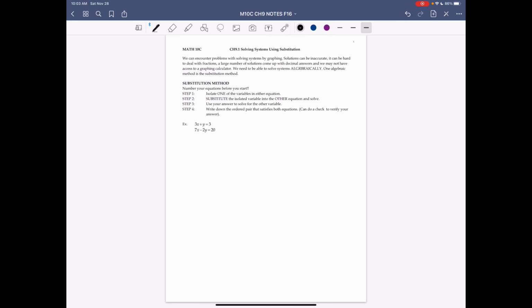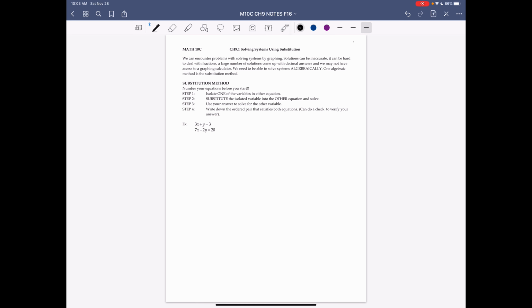We can encounter problems with solving systems by graphing. Solutions can be inaccurate, it can be hard to deal with fractions, a large number of solutions come up with decimal answers, and we may not have access to a graphing calculator. We need to be able to solve systems algebraically.